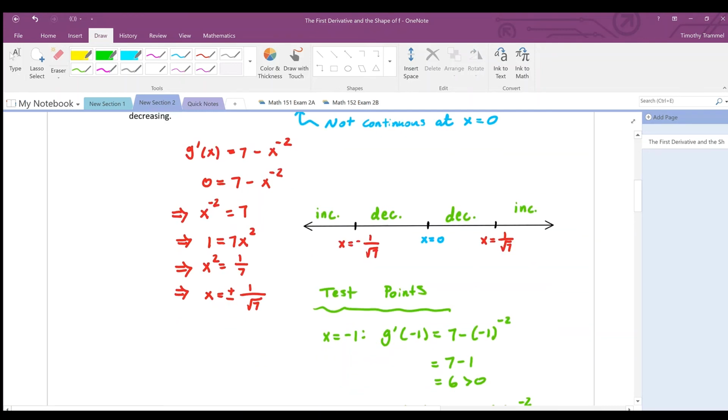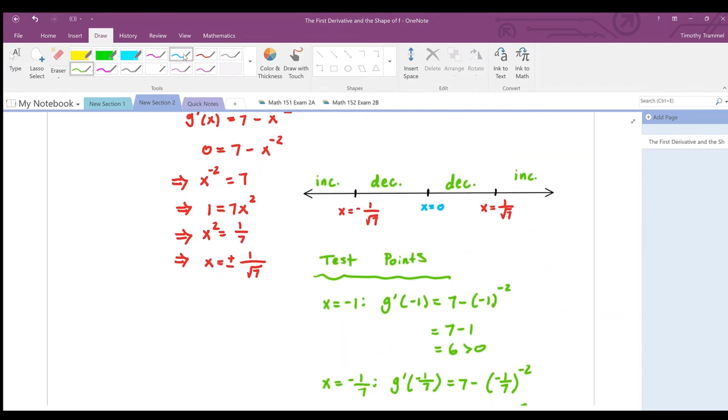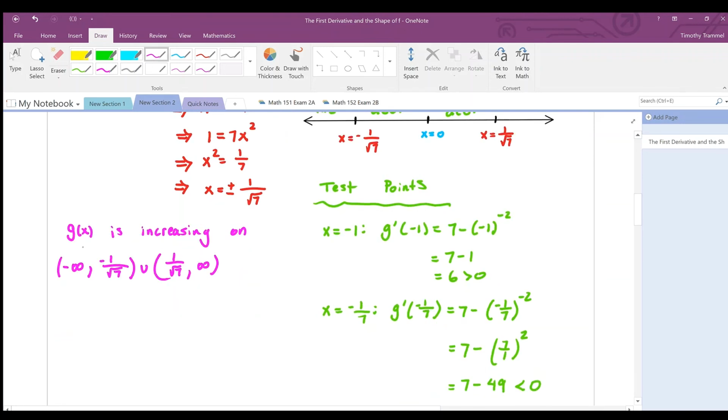And so what we'll do is we will record what we have here now. So we have that g is increasing on what appears to be minus infinity to -1 over the square root of 7 union 1 over the square root of 7 to infinity. Okay. So there's part of the question.